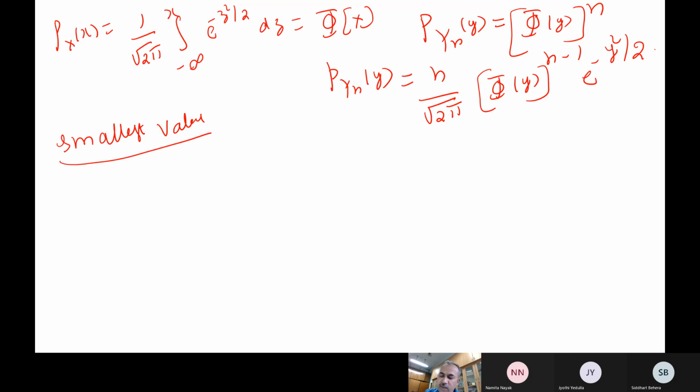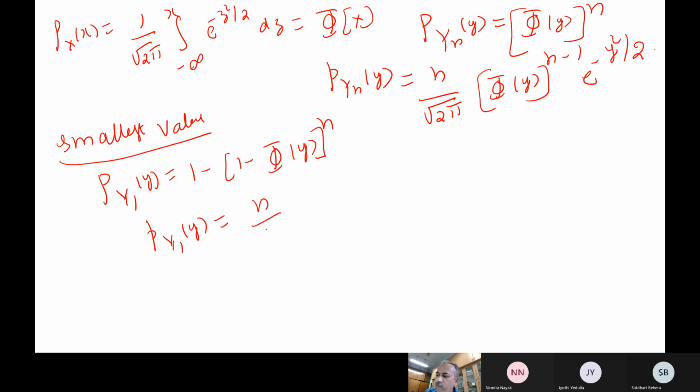Similarly, the smallest value, P_Y1(y), will be 1 minus phi of y whole to the power of n, you followed it. And its density function turns out to be n by root of 2 pi, 1 minus phi of y to the power of n minus 1, and then e to the power of minus y square by 2. So this is the density function actually.